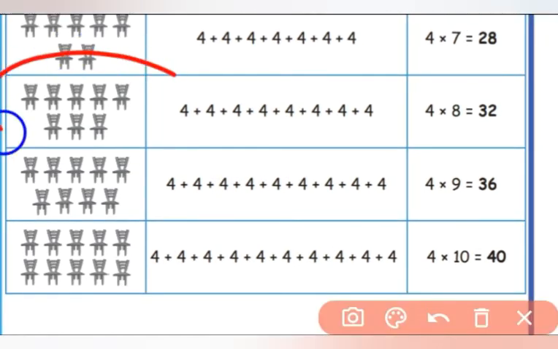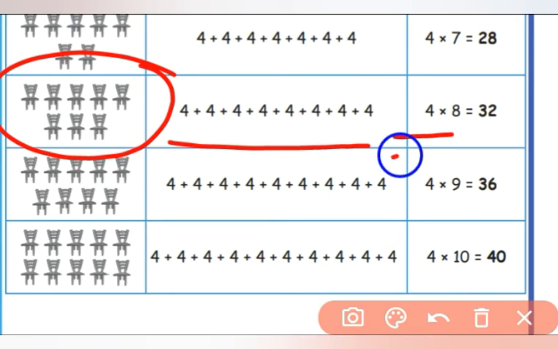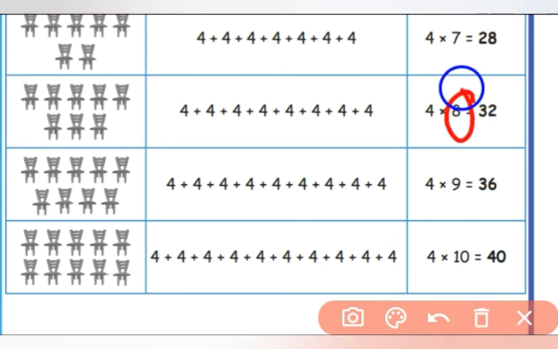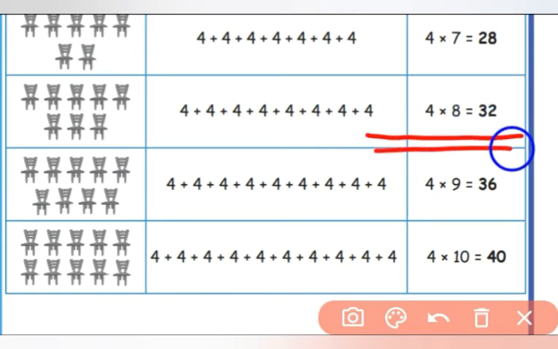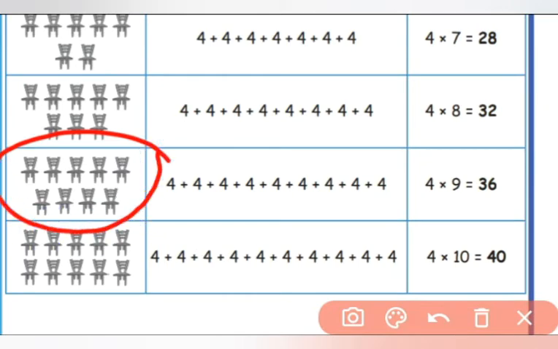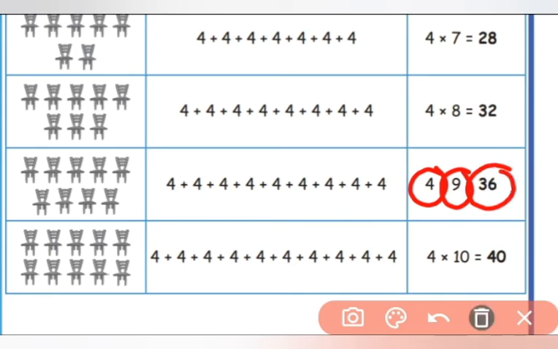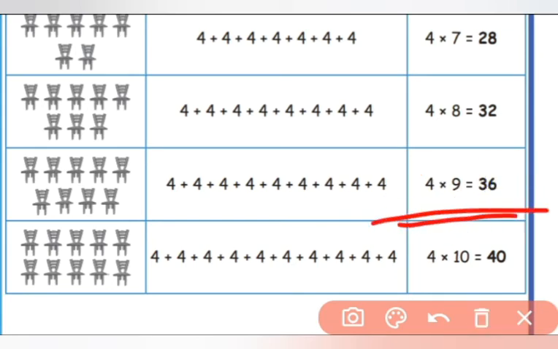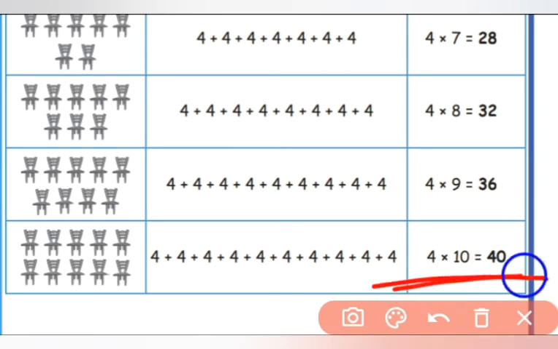Next, look, 8 times 4. The number of legs is 4. The total number of chairs is 8. The total number of legs is 32. So, 4 into 8 is equal to 32. The 9 times 4. 4 legs, 9 chairs. The total number of legs is 36. The multiplication fact is 4 into 9 is equal to 36. Next, 10 times 4. 4 legs, 10 chairs. The total number of legs is 40. The multiplication fact is 4 into 10 is equal to 40.